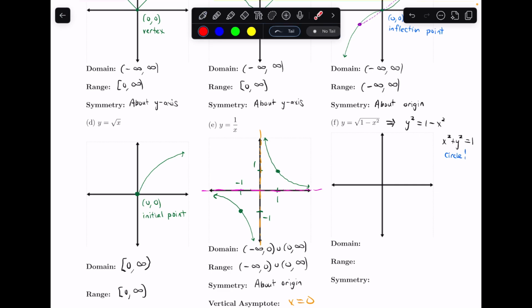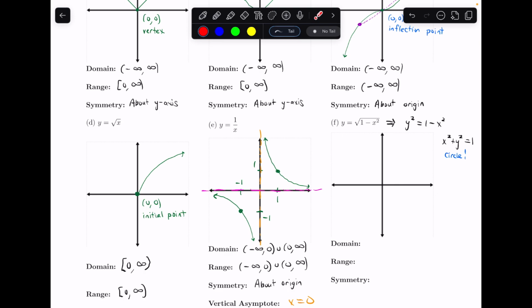Now, the center of this circle is 0, 0, because the x coordinate, what do I plug in for this to make this 0, and that's 0. The y coordinate, what do I plug in here to make this 0, and that's 0. R squared is 1, which means the radius is 1.